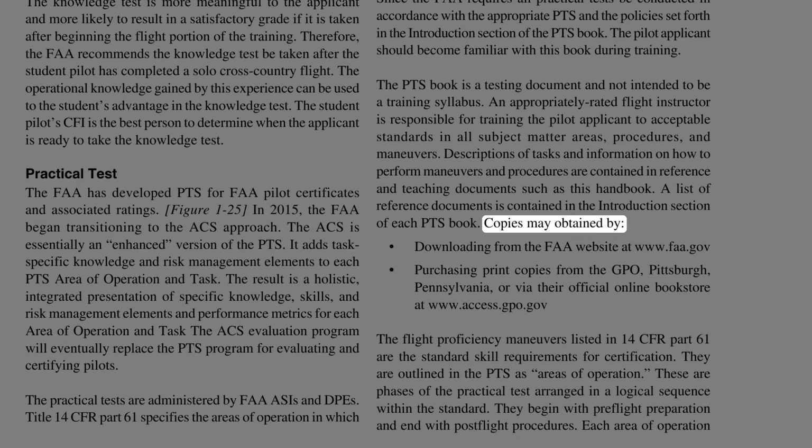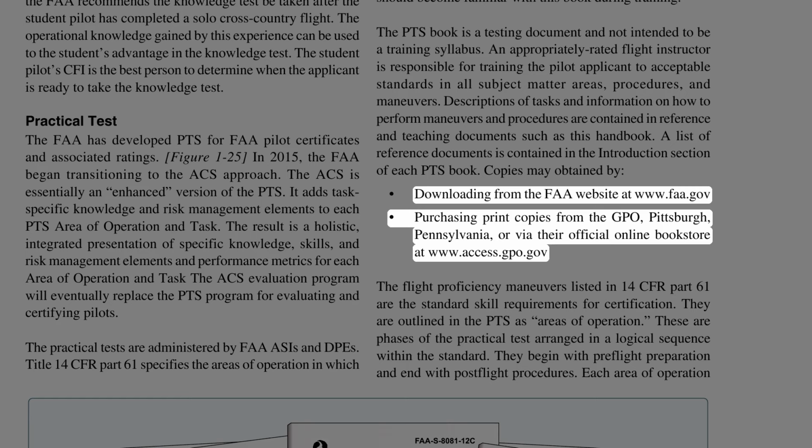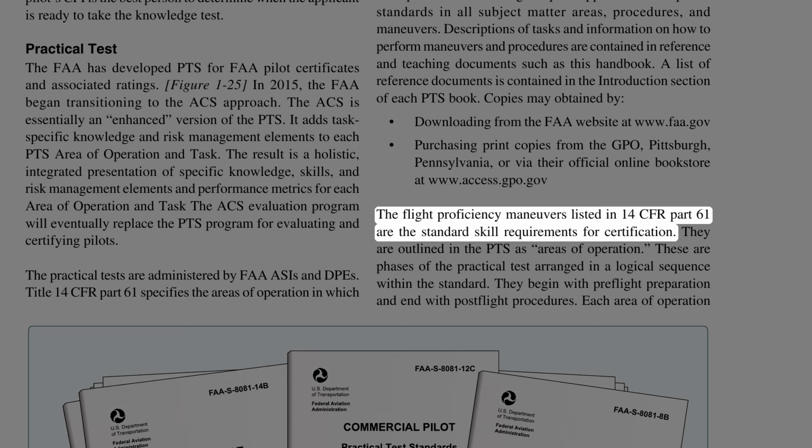Copies may be obtained by downloading from the FAA website at www.faa.gov, purchasing print copies from the GPO, Pittsburgh, Pennsylvania, or via their official online bookstore at www.access.gpo.gov. The flight proficiency maneuvers listed in 14 CFR Part 61 are the standard skill requirements for certification.